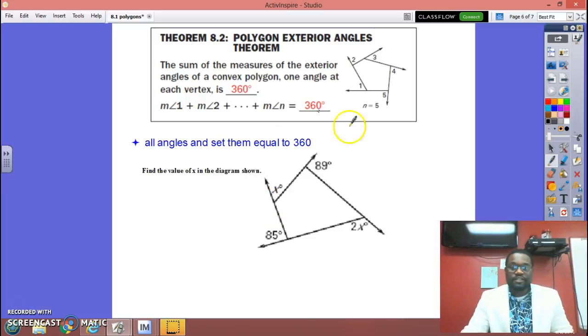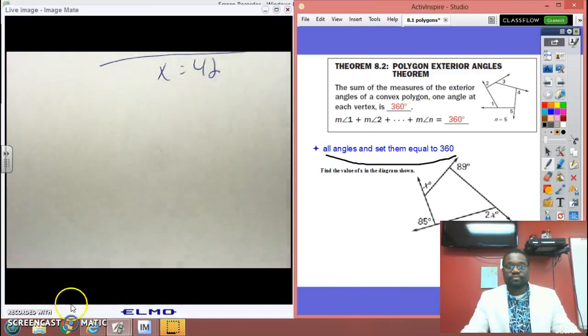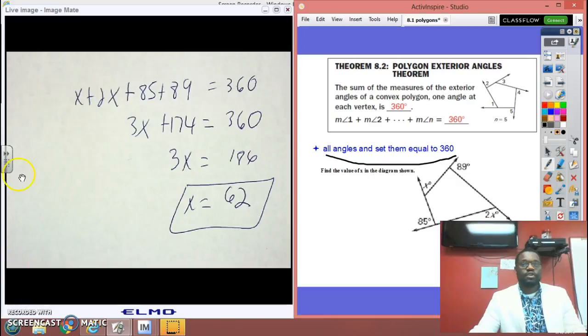So if we could solve for x here, there's a little hint right there, then this is what you would do. So here's the work. Add them all up, set them equal to 360, and solve for x. Just that simple.